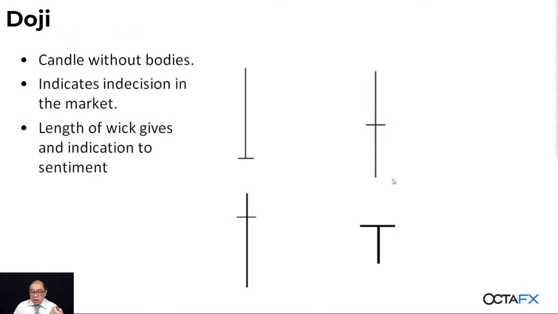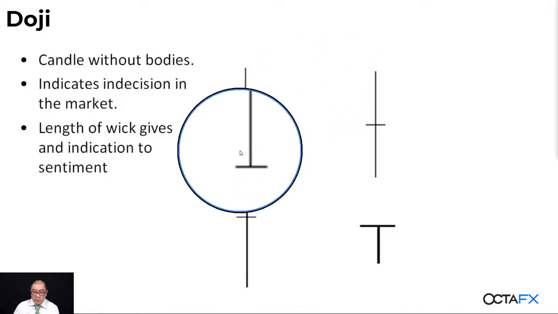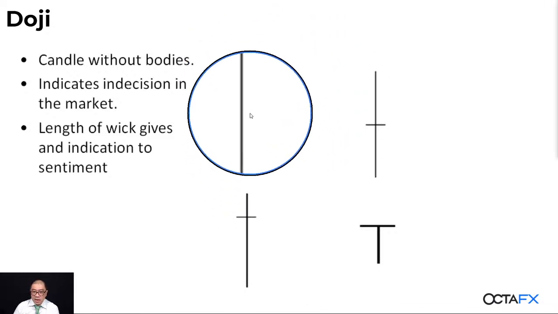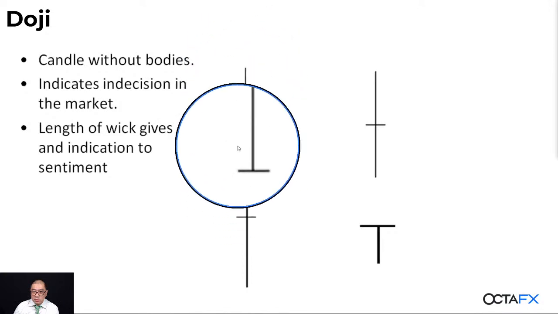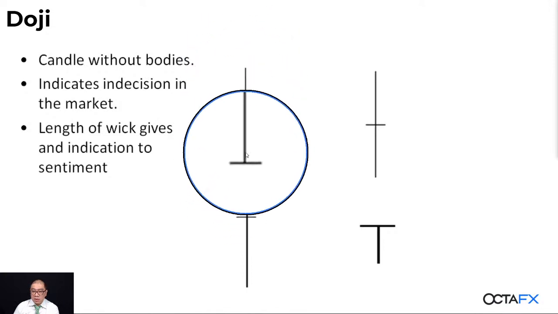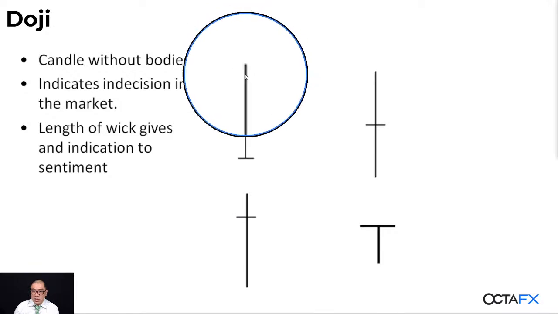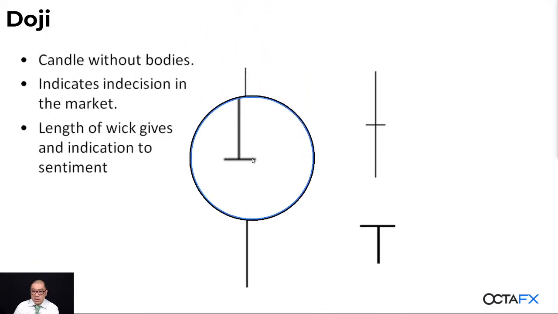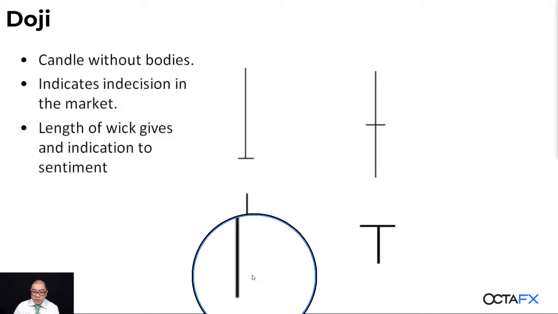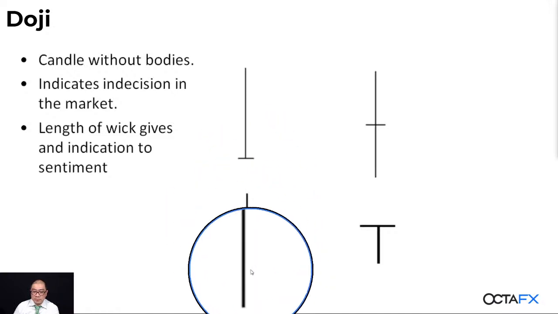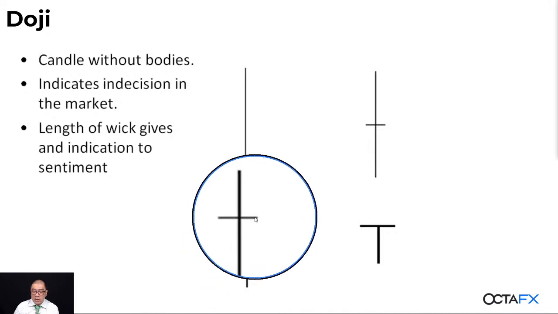Dojis. Dojis are candles without bodies. You're going to see this a lot. It basically indicates indecision in the market. The market doesn't know what to do. There's no body at all. It opens and closes at the same level. However, if you take a look at the wick on this one here, the wick is long to the upside. That means there's a lot of selling pressure because the market opens here, it goes all the way up, sellers manage to push it all the way down to where it opens, and it closes at the same level. The opposite is true for this one here. It opens here, goes all the way down, buyers pick it up and close it up there.